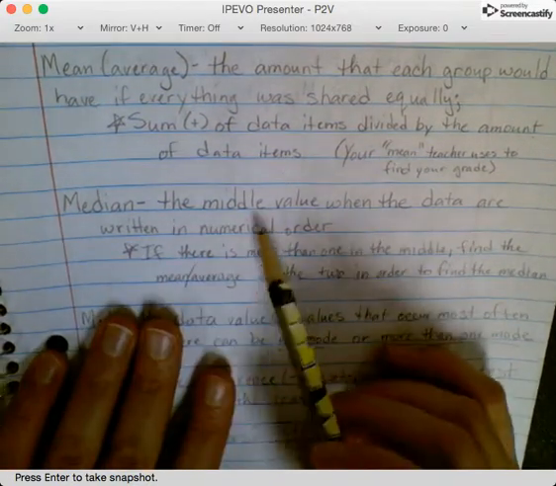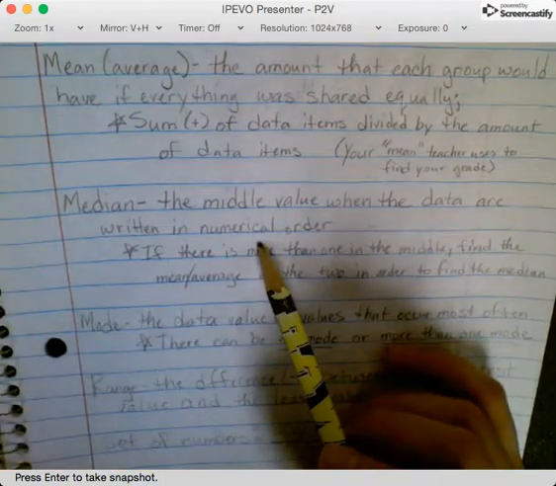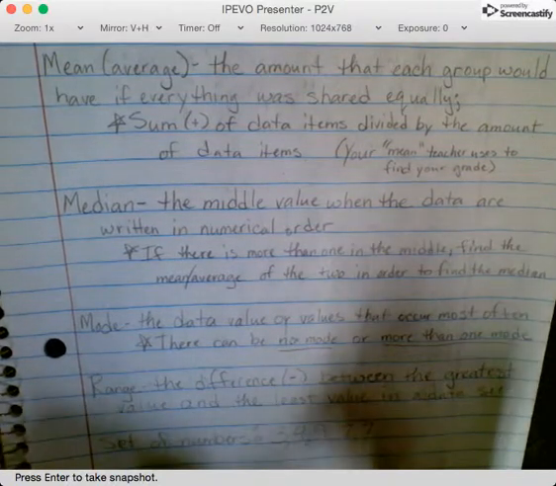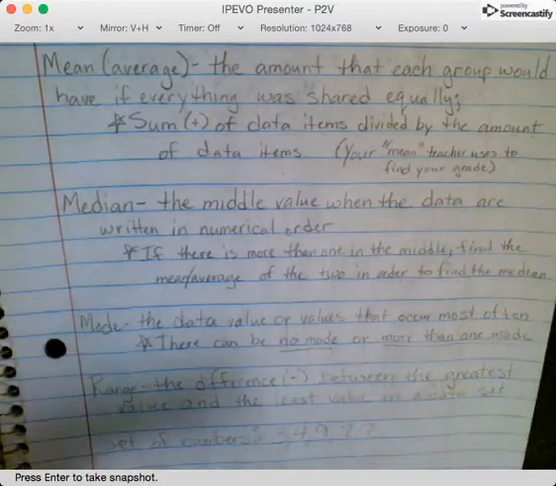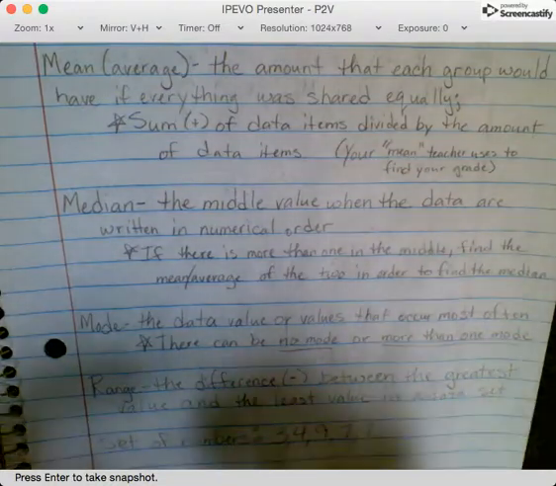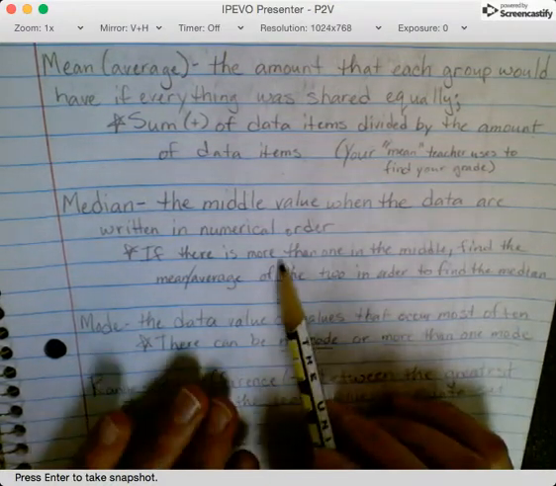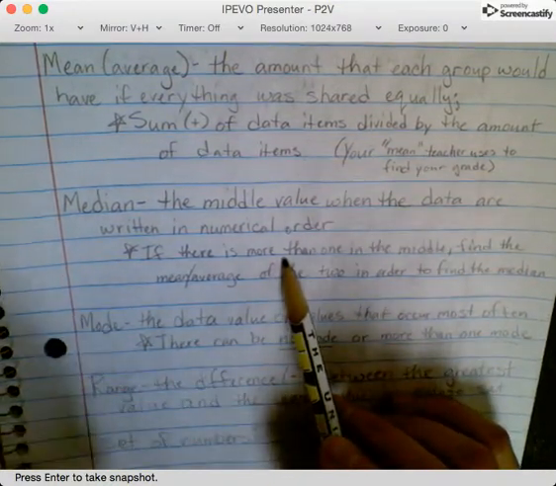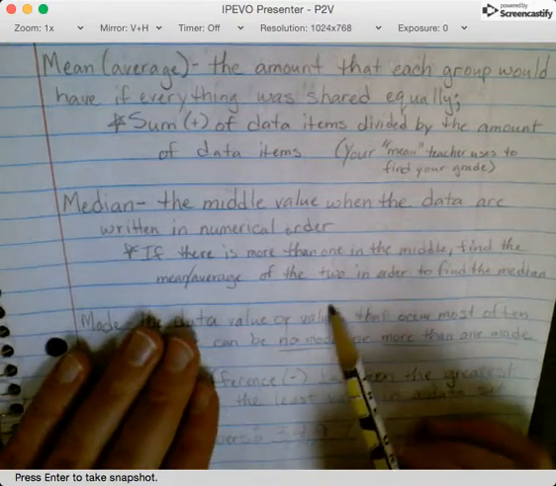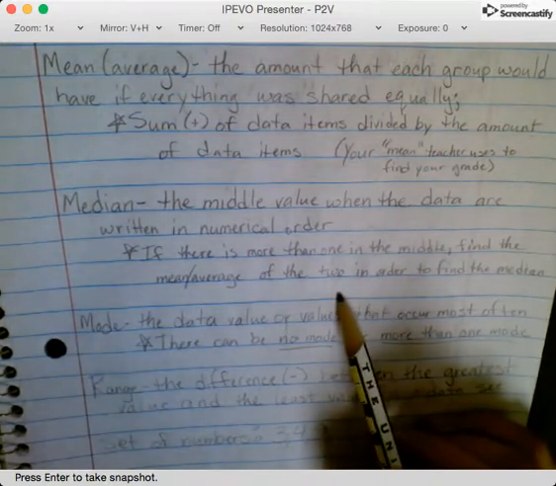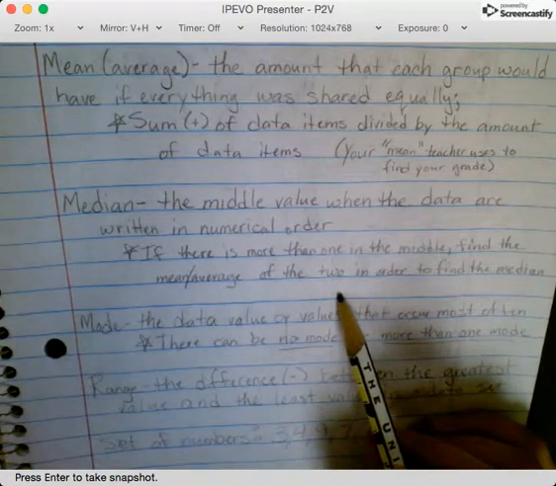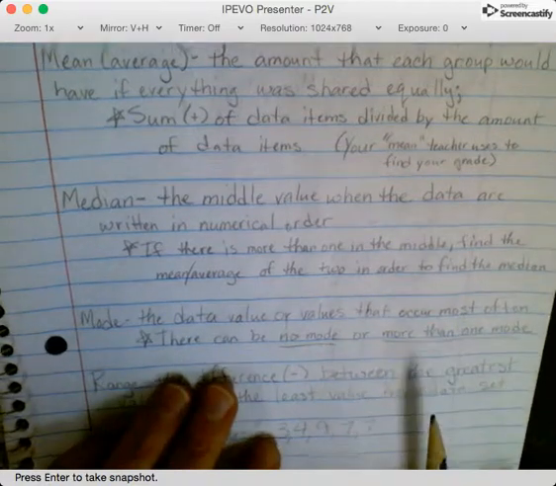Another measure of center is the median. That's the middle value when the data are written in numerical order. So you write them in order, and then you find the middle number. Sometimes, if you have an even set of numbers, if there's more than one in the middle, you find the mean, or the average, of the two in order to find the median. So basically, you're going to add them up and divide by 2 because there's going to be 2 numbers.